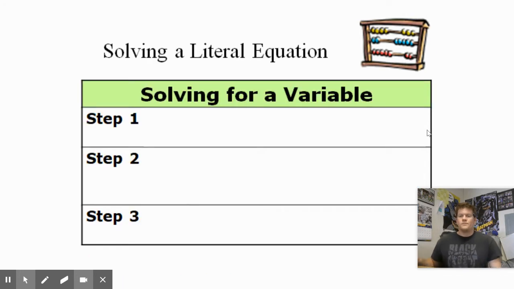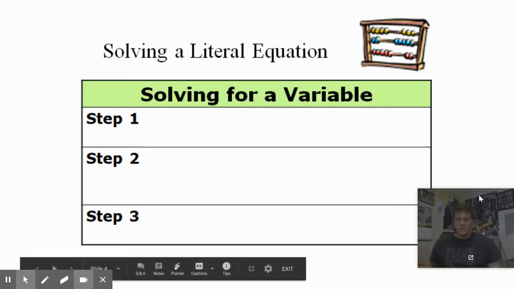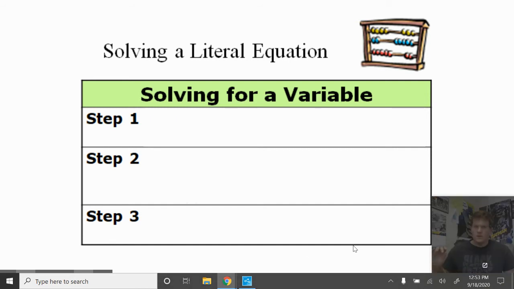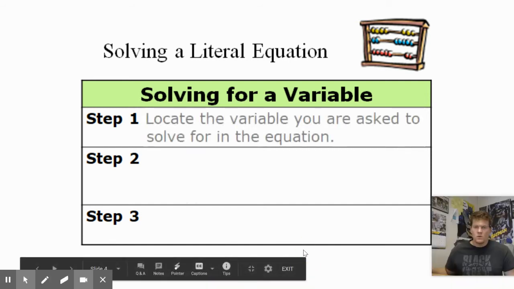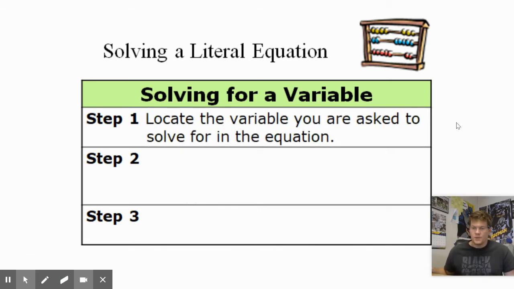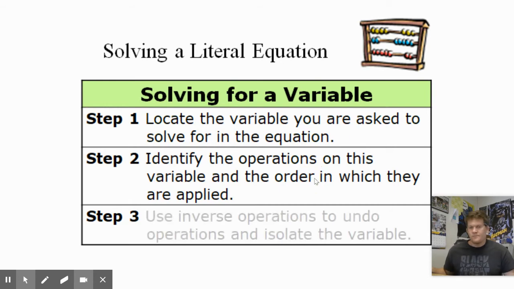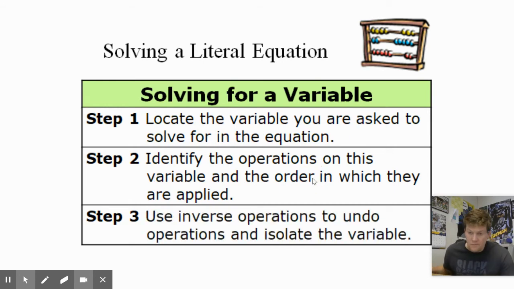Let's look at some steps. When solving for a variable in these literal equations or in these formulas, there are three steps to follow. First step, locate the variable we're asked to find in the equation. Step number two, identify the operations and the order of those operations that are around that variable. Step three, do the opposite. Do the inverse operations to get that variable all alone.